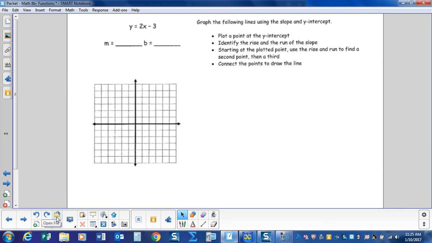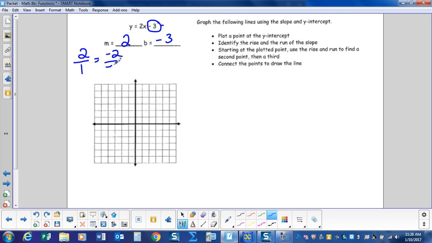All right, so let's take it up a notch. Instead of being given the slope or the y-intercept, we're given the equation of the line in slope-intercept form. So we need to identify the slope and the intercept. Well, the first number is the slope, and the second number is the intercept, and it's a -3. So now I have a slope of 2. So rise over run, which is positive 2 over positive 1, which is the same as -2 over -1.